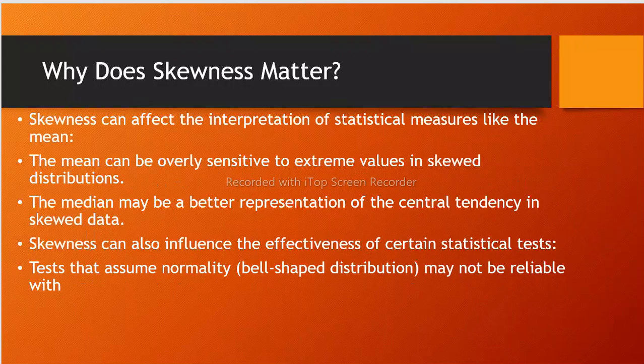Understanding skewness is crucial for several reasons. The mean, which is often used to summarize data, can be misleading in skewed distributions. Since the mean is sensitive to extreme values, it can be pulled towards the tail of the distribution, misrepresenting the central tendency. In such cases, the median, which is less affected by outliers, provides a more accurate picture of the data's center.